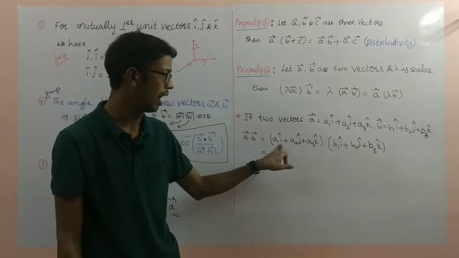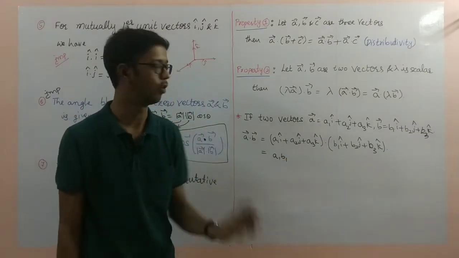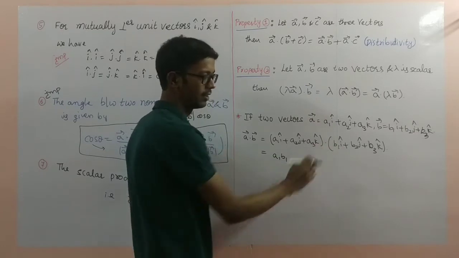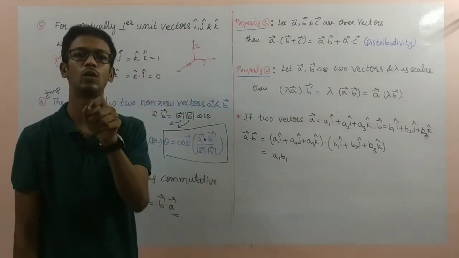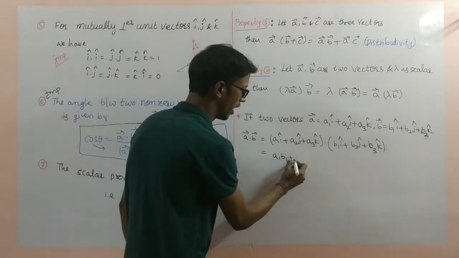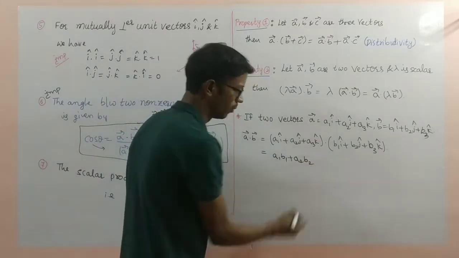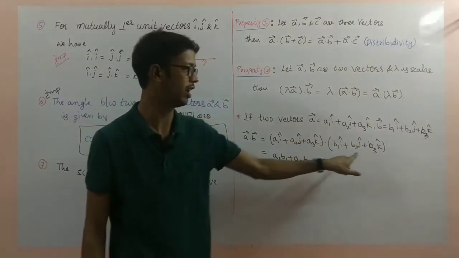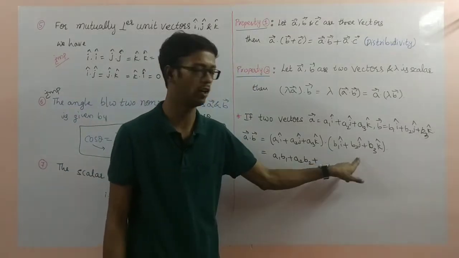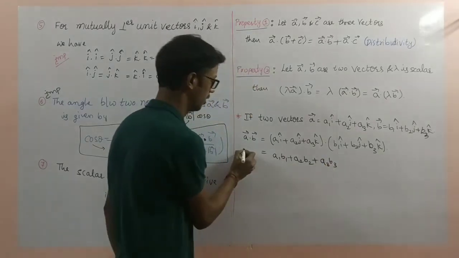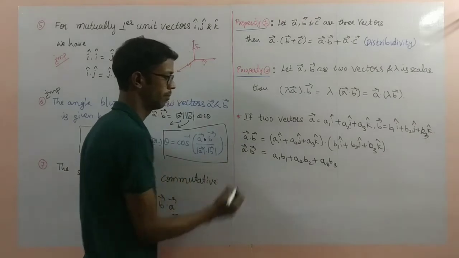B1. I dot I is 1. No need to write. Next, A2 J into B1 I is 0. Why? Because I into J is 0. J into J is 1. So we can write here A2B2 plus A3 into this value 0, we will get the last value A3B3. This is A bar dot B bar.